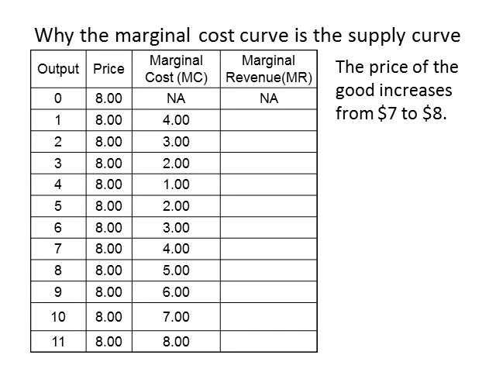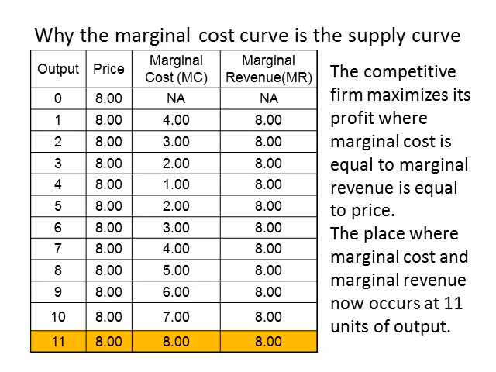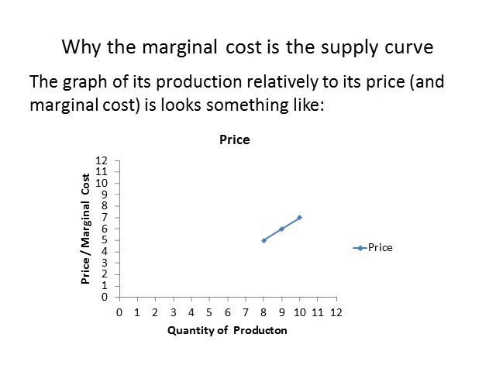If the price of a good increases from $7 to $8, the marginal revenue changes to $8. Since in a perfectly competitive market, marginal revenue is the same as the price, the marginal revenue column also changes to $8. The competitive firm maximizes its profit where marginal cost is equal to marginal revenue, which is equal to price. And at this place, marginal cost and marginal revenue now occurs at 11 units of output. So a new point was added to the graph at 11 units of production and a price of $8.